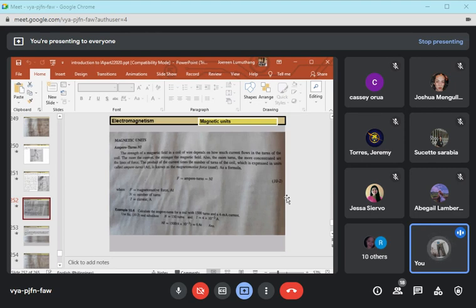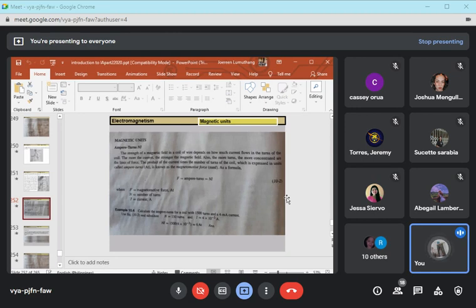Then N is the number of turns. So what did we say about the number of turns? The more the turns, the more concentrated are the lines of force. And then the I there, of course, is the current, and the unit is ampere.